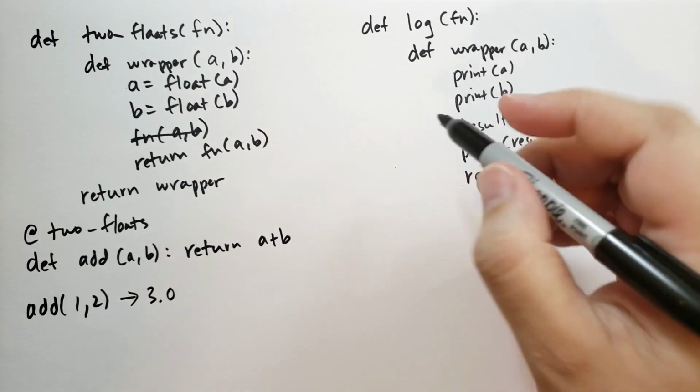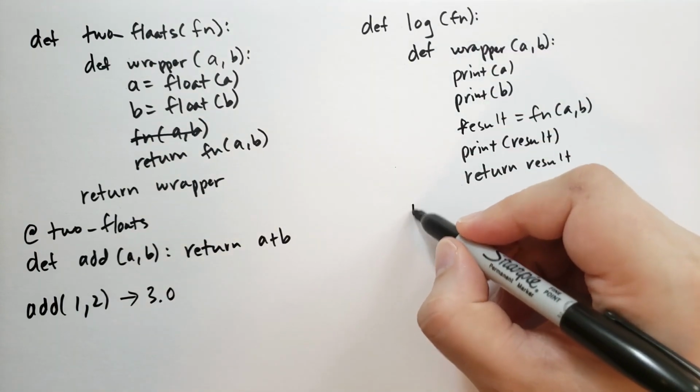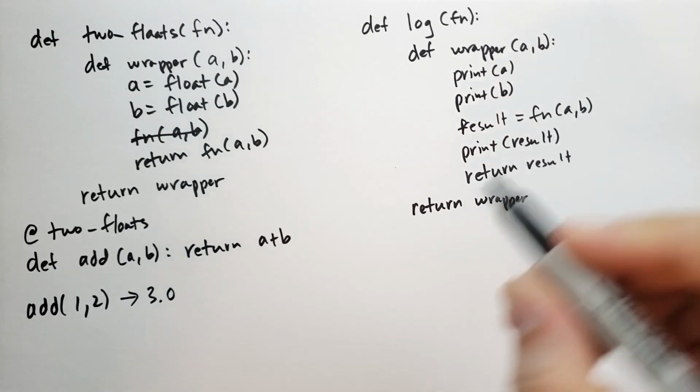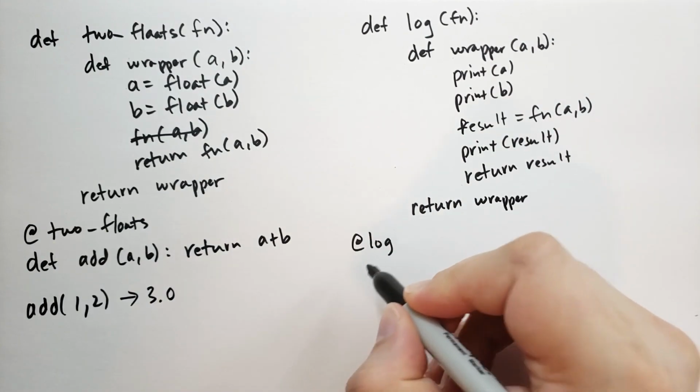And this is the function that the decorator is going to return. So we're going to return that wrapper. And we use it as so.